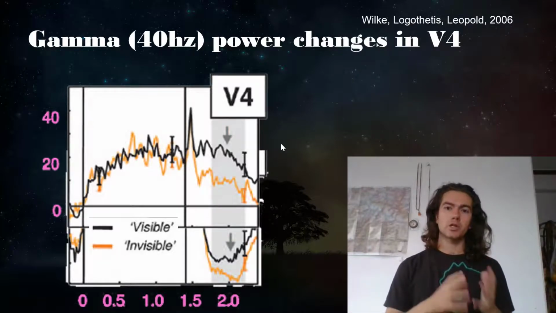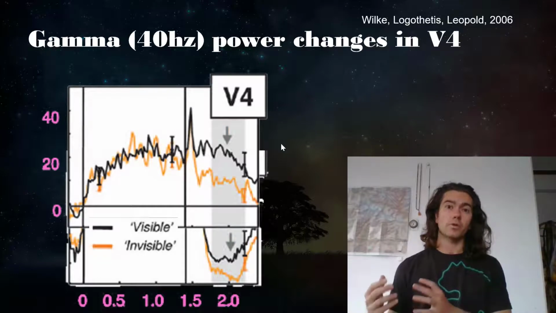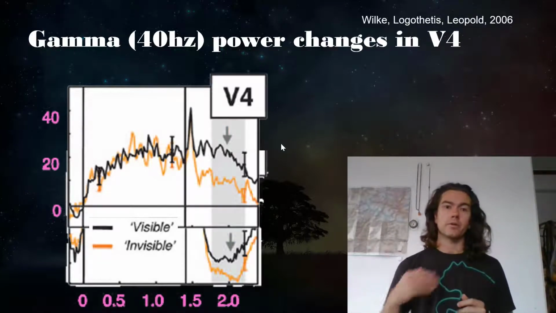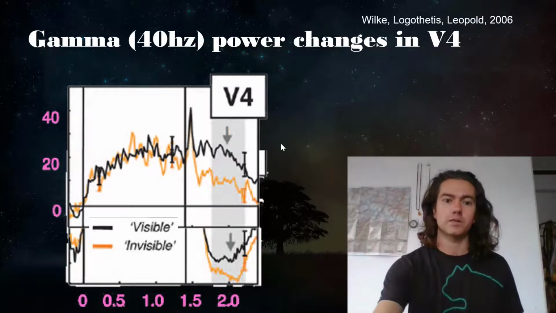It seems like gamma changes somehow track the changes that we saw with the spiking activity, where V1 and V2 had no spike changes, they also had no gamma changes. Where V4 had spike changes, it also has gamma changes.